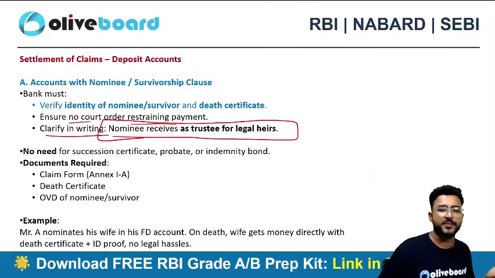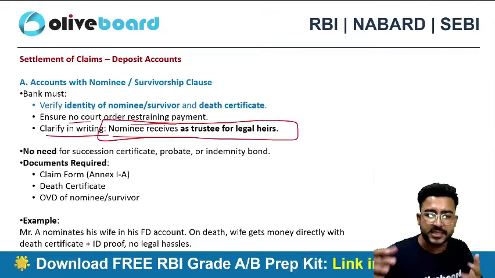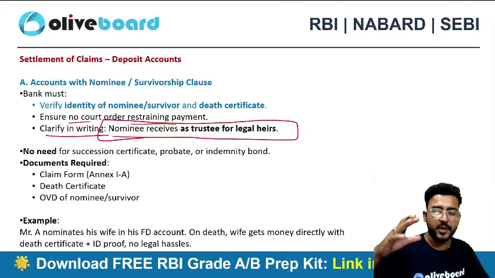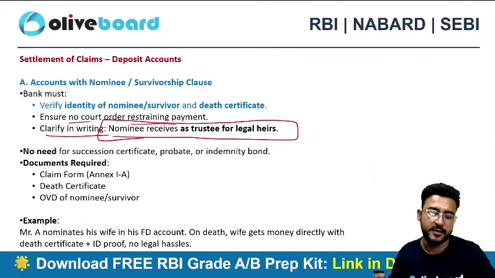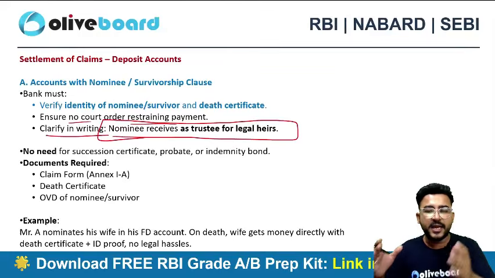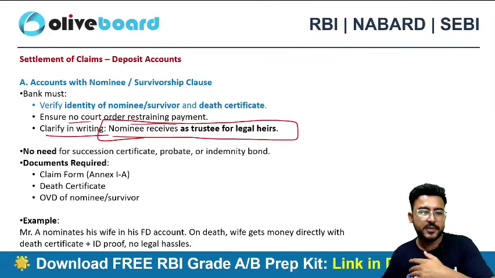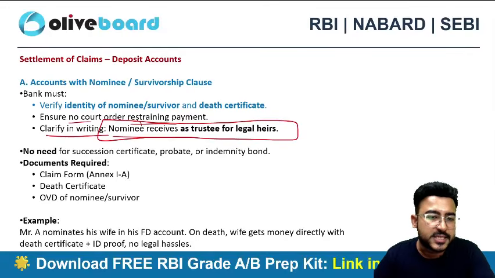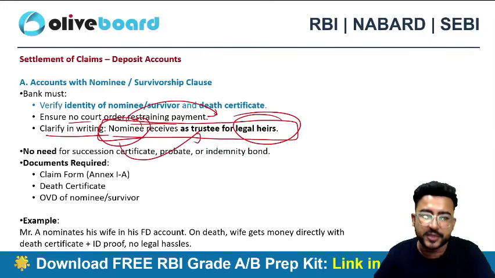Plus clarify in writing that the nominee receives as a legal trustee. Now what do you mean by this particular line? Nominee receives as a trustee for legal heirs. So nominee is not actually the legal heir. Legal heirs can be different. So nominee is just entitled to act as a trustee for distributing to the legal heirs.